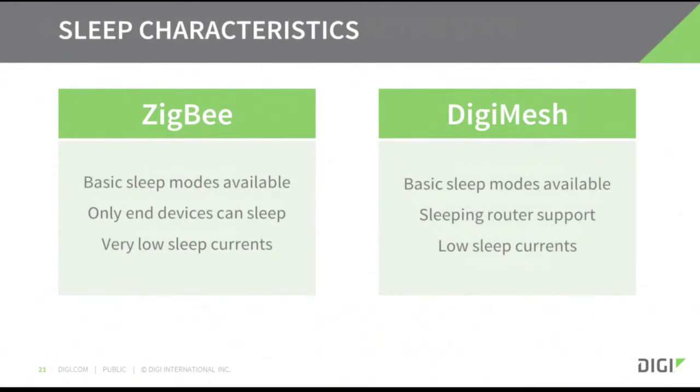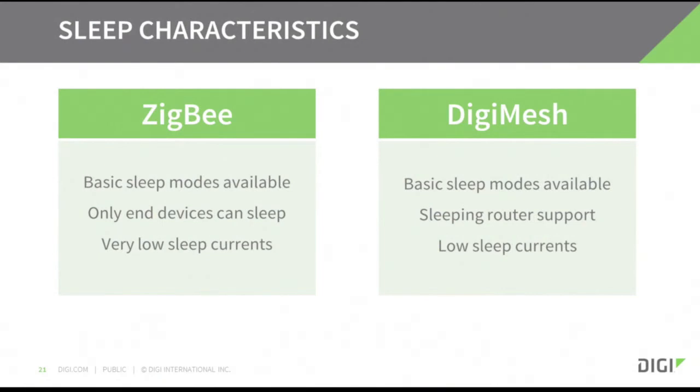Both modules offer similar basic sleep options. So ZigBee offers pin and cyclic sleep. Cyclic sleep is where we sleep the module for a predetermined amount of time. It wakes up, sends its data or receives data, and then goes back to sleep. We also offer a pin sleep where you can have a host processor assert a sleep request line to sleep the module and deassert it to wake it up. This is available on both ZigBee and DigiMesh, these basic sleep modes.